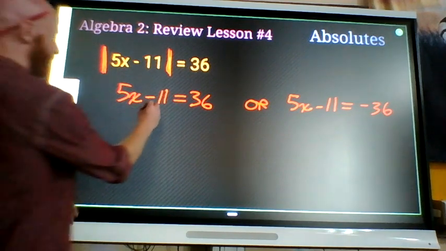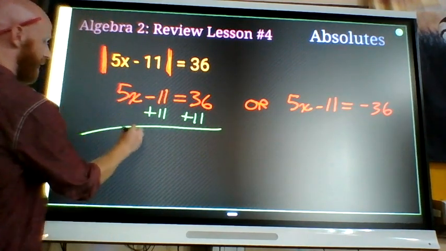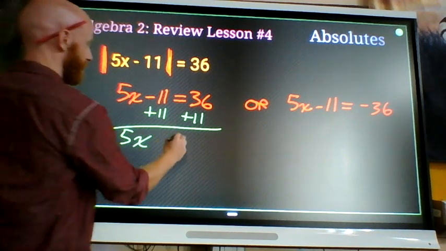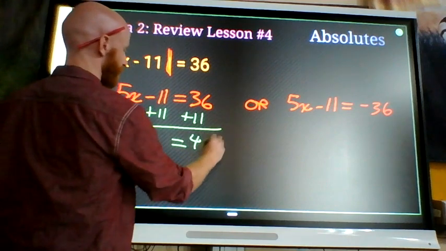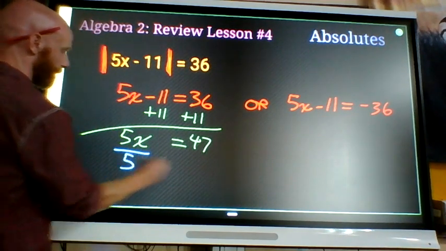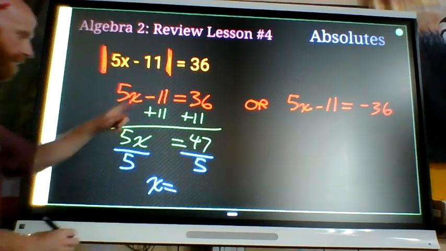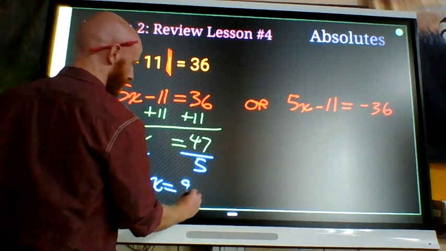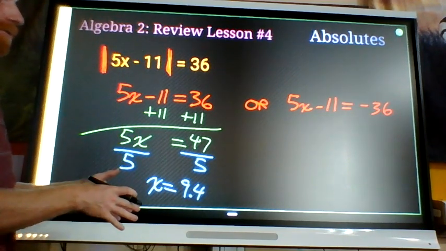So add 11, 5x equals 47, divide by 5, x equals 9.4. Okay, that's one of my possible solutions.